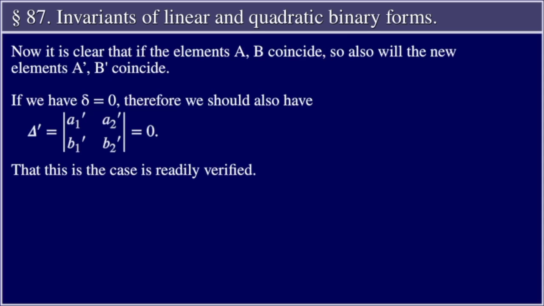Now it is clear that if the elements a, b coincide, so also will the new elements a prime, b prime coincide. If we have delta equal to 0, therefore, we should have also delta prime equal to the determinant a1 prime, b1 prime, a2 prime, b2 prime equals 0. That this is the case is readily verified.